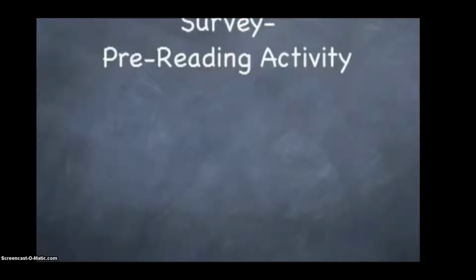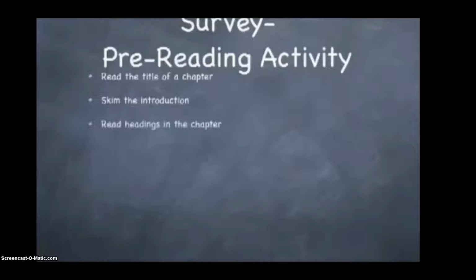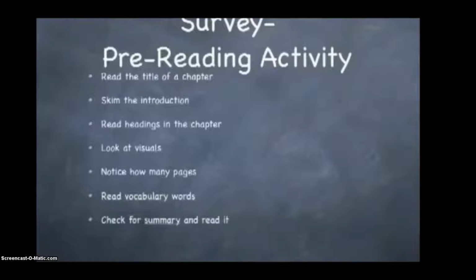The steps to surveying are: read the title of a chapter, skim the introduction, read headings in the chapter, look at visuals, notice how many pages, read vocabulary words, check for a summary and read it, notice unique things about the chapter. Let's look at these steps in detail.